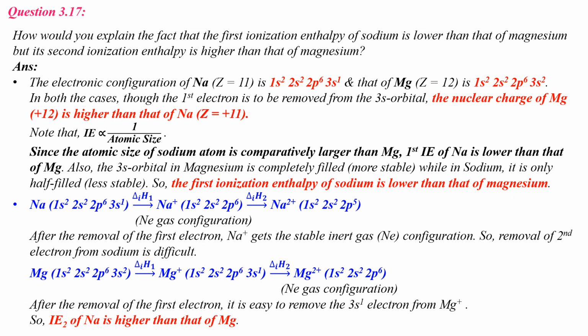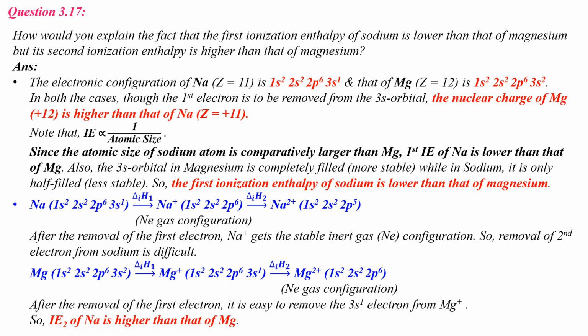This is the first ionization enthalpy. It corresponds to the first ionization enthalpy. Now Na+. You can see that the electronic configuration of Na+ is 1s2 2s2 2p6. This corresponds to the highly stable neon gas configuration.